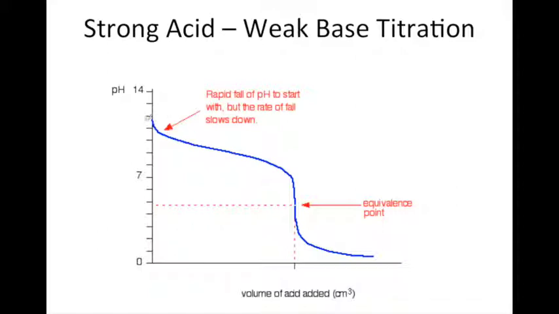You start out very basic since we just have a weak base in water. As we add the acid, the pH decreases rapidly at first, then slowly, until we get to the equivalence point, and we get a dramatic drop in pH. Then it begins to level off again. The equivalence point for this type of titration is always going to end up being below 7.0.